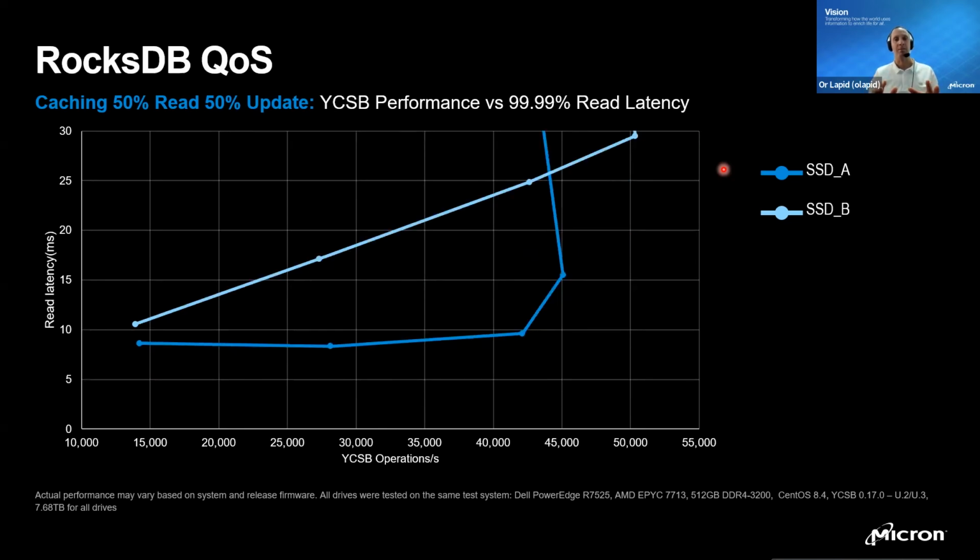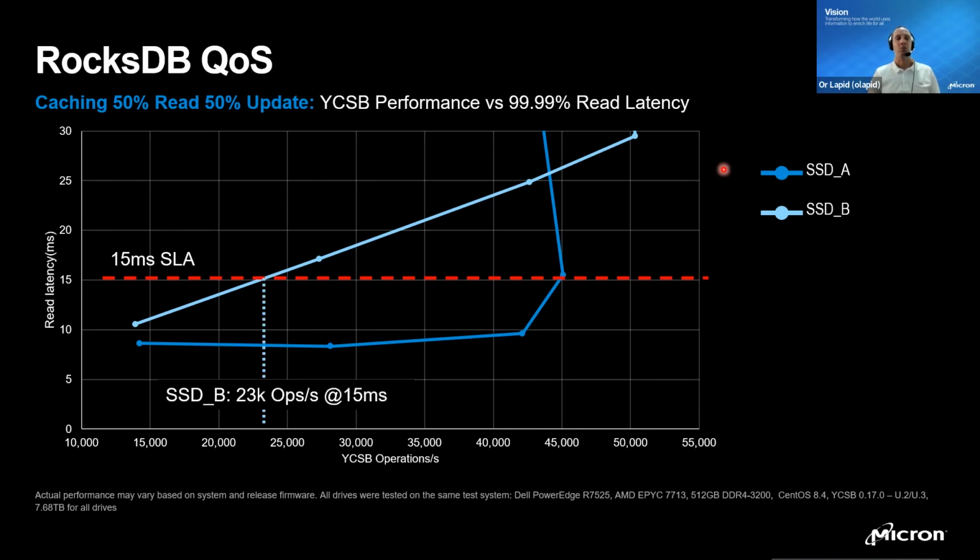So if we isolate SSD-A and SSD-B in this graph, let's understand the impact on the customer measurements. Customers usually have their own SLA measurements for their solution. And in this example, we use 15 milliseconds as an SLA measurement. So we see that at 15 milliseconds, SSD-B reaches 23K operations per second in the database.